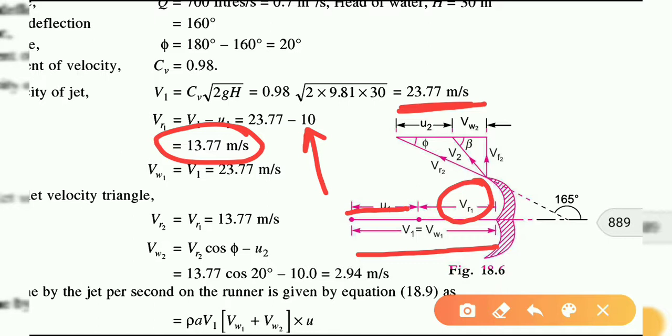And when the guide blades are smooth and there is no loss, then we can say that the relative velocity at the inlet is equal to the relative velocity at the outlet. Hence VR1 is equal to VR2. So the relative velocity at the inlet and outlet will be the same. It is equal to 13.77.